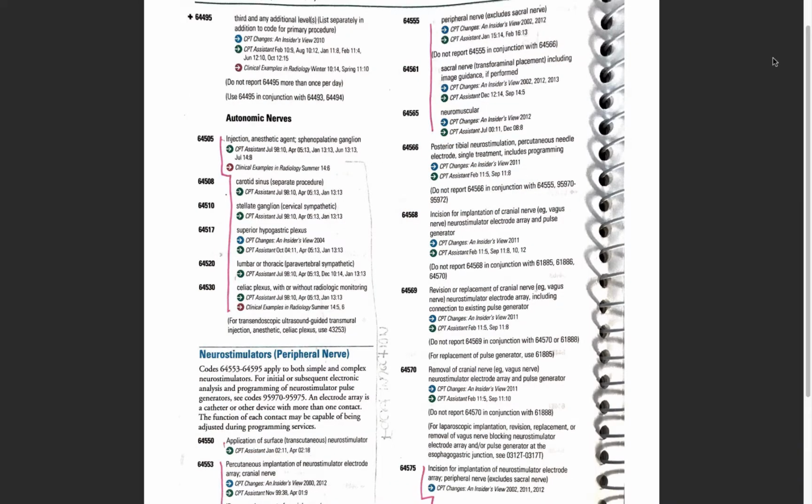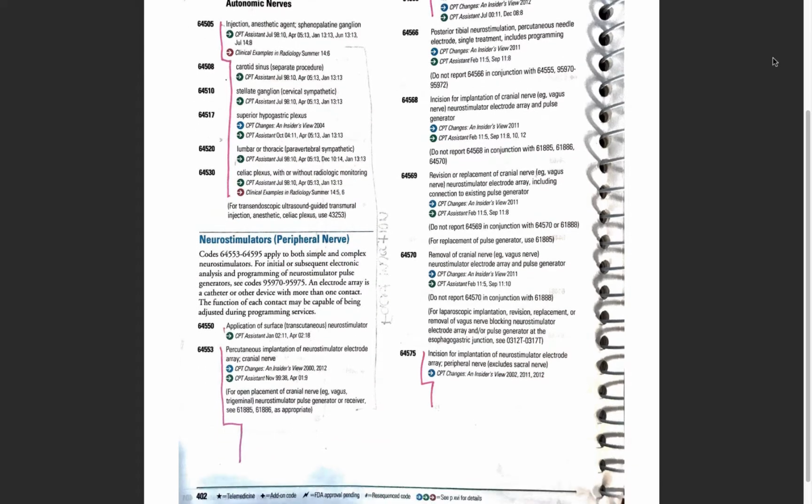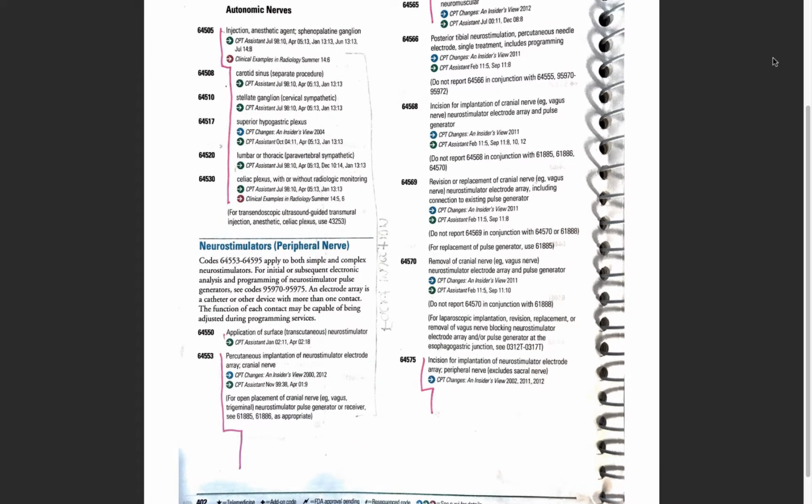64493 is the same thing, but for the lumbar or sacral region. 64494 is for the second level of the lumbar and sacral region. And 64495 on the next page is for the third and additional levels of the lumbar sacral region. You have autonomic nerves and those injections listed here. Then you have your peripheral nerve neurostimulator section.